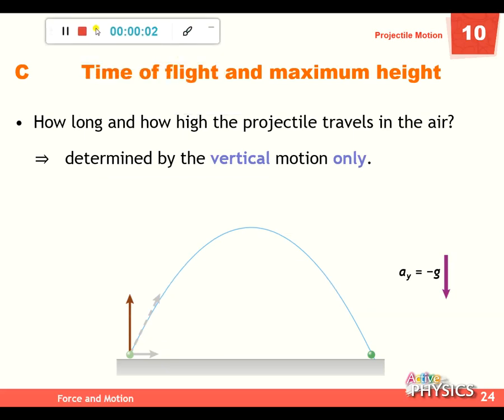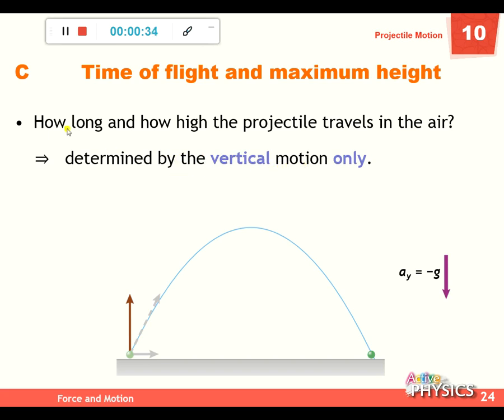Okay, part C, projectile motion. Time of flight and maximum height. In this part, you should know the meaning of time of flight 飛行時間 and also the maximum height 最高點. So here we want to find out these two. It means that you want to use a given value to find out the time and also the displacement. Here, in this case, it is determined by the vertical motion only.